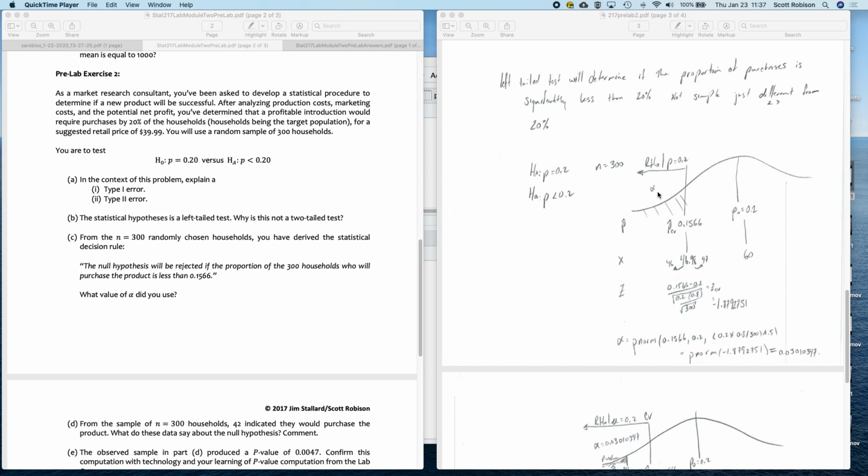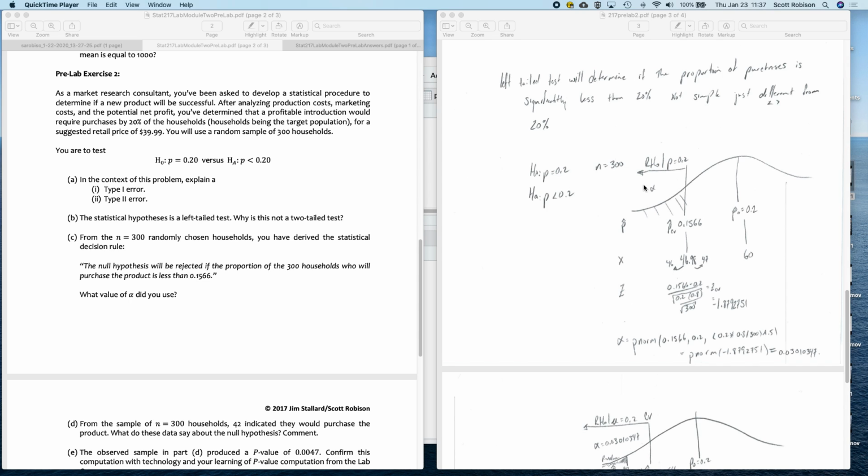Okay, so here, what's the probability of making a type 1 error? What I need to do is find out how much area is on the left of this critical value, because it's a lower tail test. I can do that by using the command pnorm of the critical value in terms of p hat. If you're using a critical value in terms of p hat, then the center is 0.2, and the spread is the square root of p, which is 0.2, times 1 minus p, which is 0.8, divided by n, which is 300.